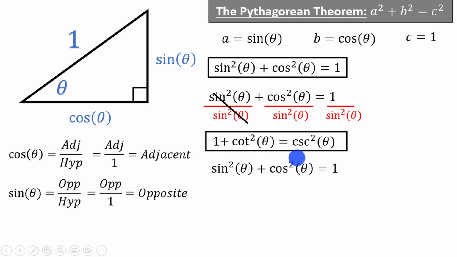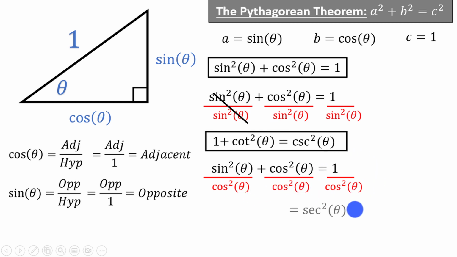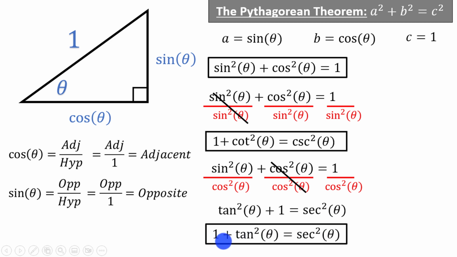Alright, to get the last Pythagorean identity, we will take the first Pythagorean identity, and now instead of dividing by sine squared, we will divide by cosine squared. On the right-hand side, 1 over cosine squared is the same thing as secant squared. Sine over cosine is the same thing as tangent, so sine squared over cosine squared will be tangent squared. Cosine squared over itself is just 1, so we have tangent squared plus 1 is equal to secant squared. More commonly, you might see this written as 1 plus tangent squared is equal to secant squared.